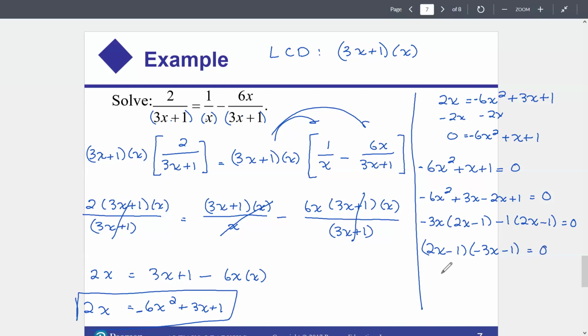So if I go through and solve this, my two solutions are going to be either x is 1/2 or x is negative 1/3. Now what we need to do is check those solutions.